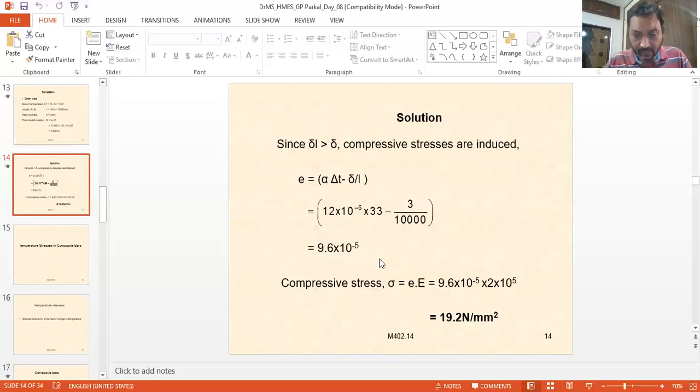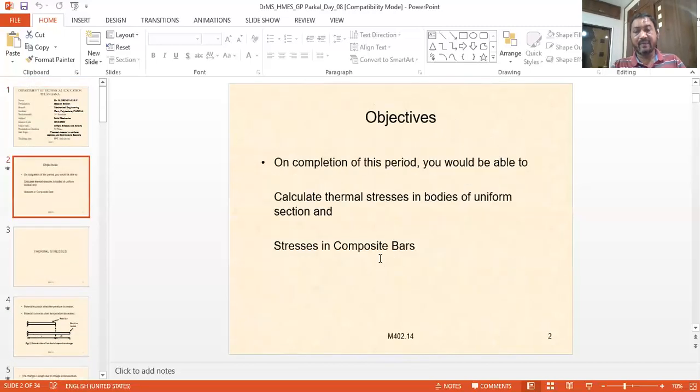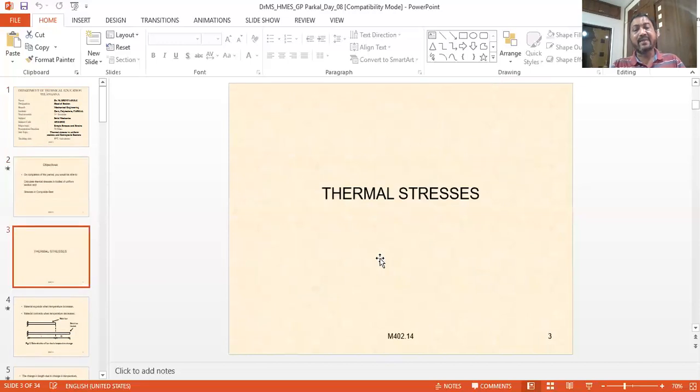Now in this class we have discussed thermal stresses, and also solved some problems on thermal stresses to build the concepts of thermal stresses.